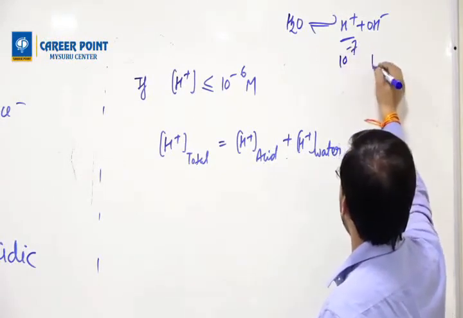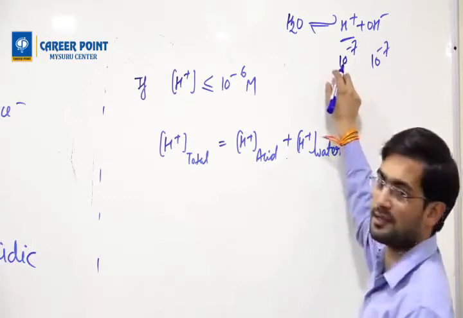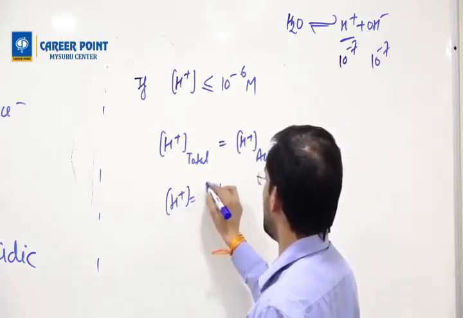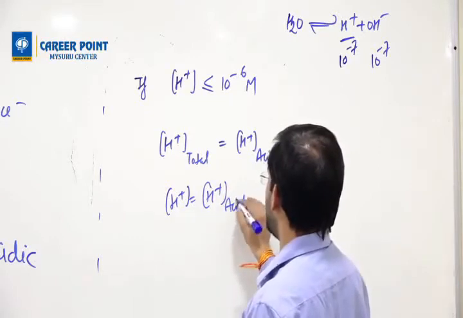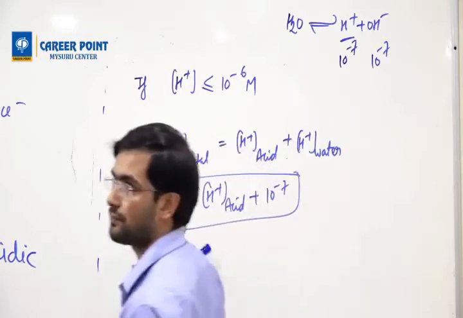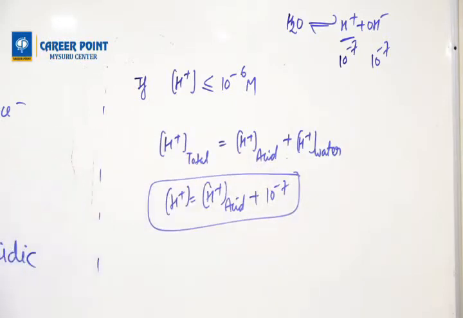They have a fixed value. They come 10 power minus 7. So now H plus total is equal to H plus coming from acid plus 10 power minus 7. This is your formula. Right?